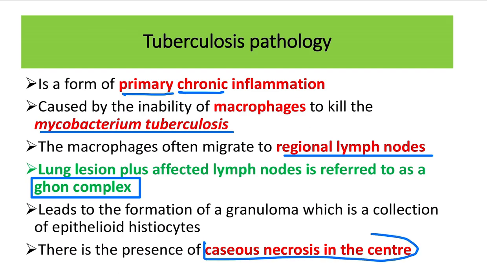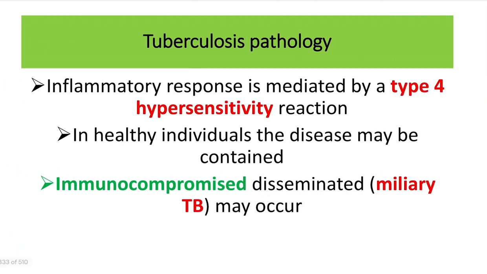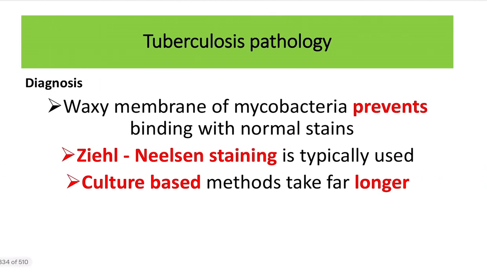This point is also very, very important: in case of tuberculosis, which type of necrosis develops? It is usually caseous necrosis. And another important point, which type of hypersensitivity reaction occurs in tuberculosis? It is type 4, or delayed type, hypersensitivity reaction. And in an immunocompromised patient, that means when there is reduced immunity, miliary tuberculosis develops.